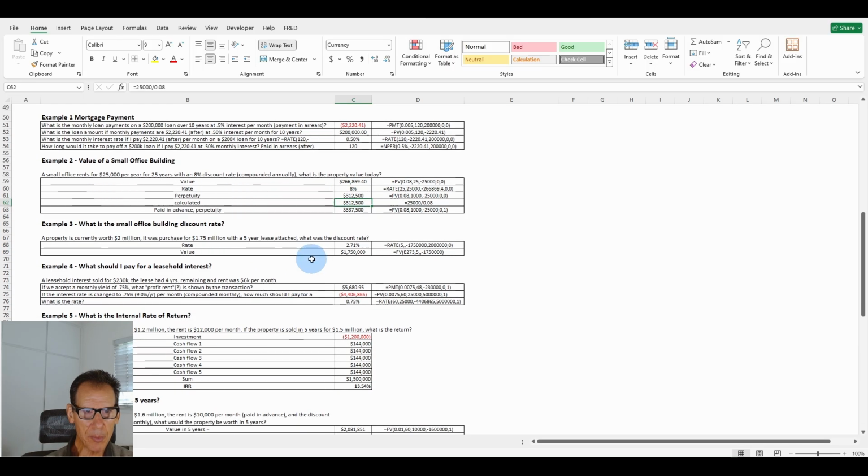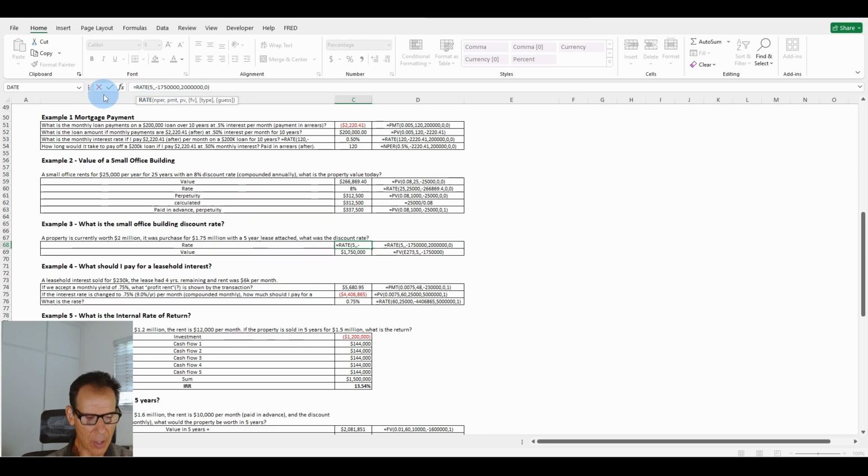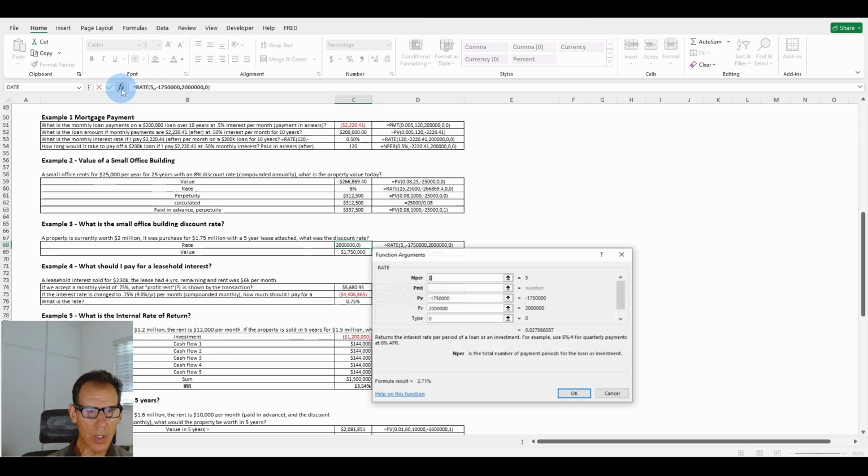What is a small office building discount rate? Property is currently worth $2 million. It was purchased for $1.75 million with 25 years lease attached. What was the discount rate? What we're doing is taking this rate. Keep in mind when you're doing this that you don't always have to fill in the blanks. So here you have to think through the logic, look at what's going on here.